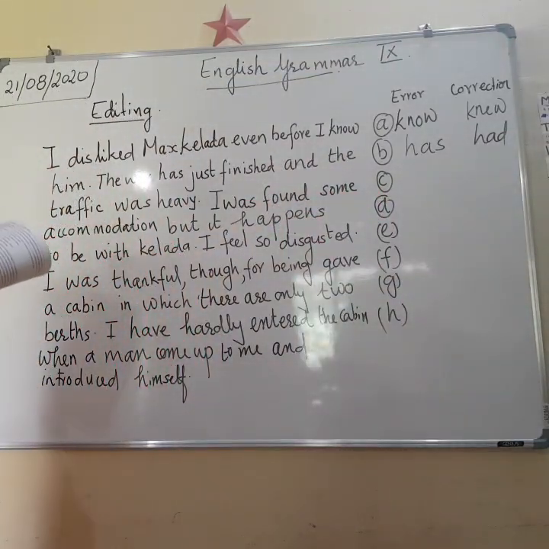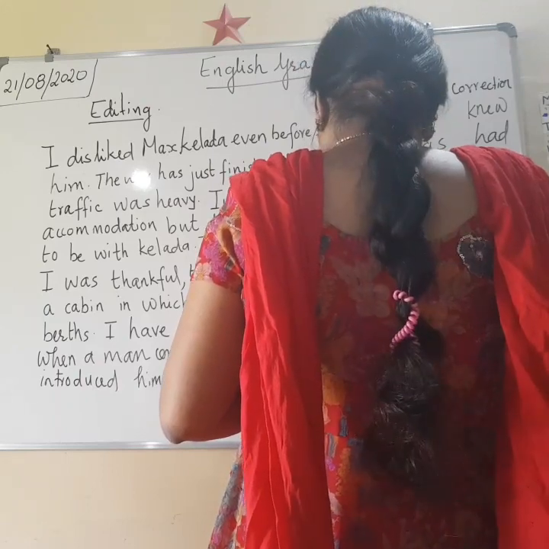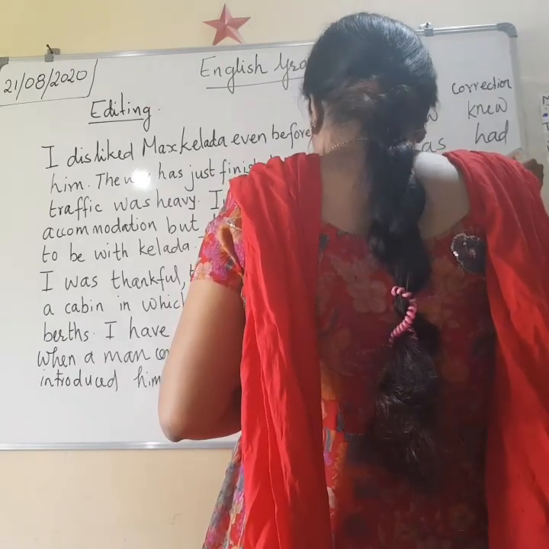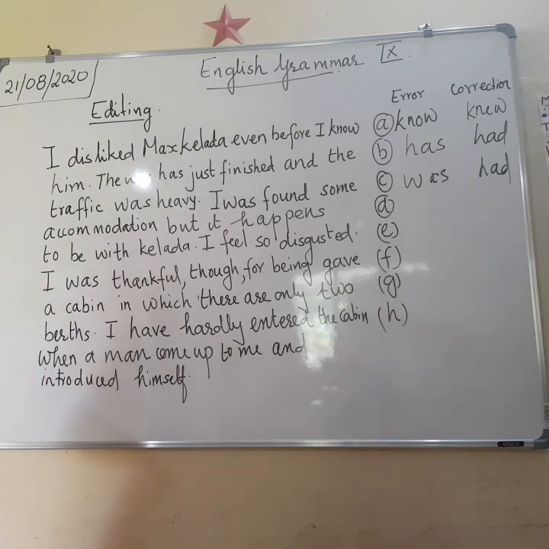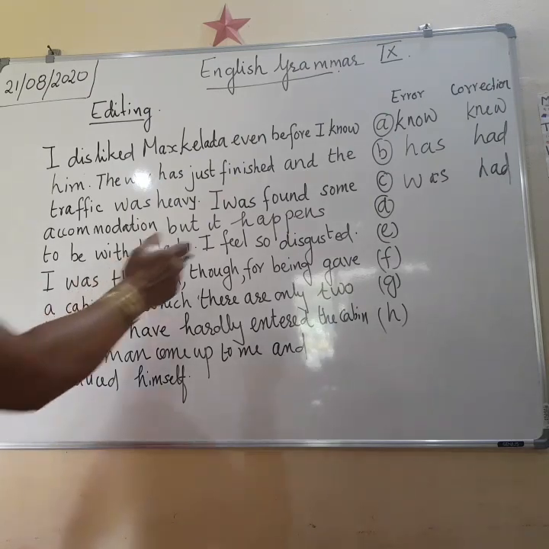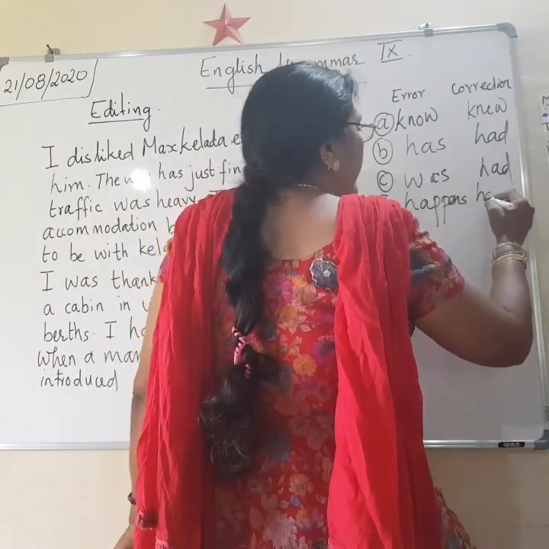Do you understand? Then, in the third line, I was found some accommodation, but it happens. I was found. Do you say that I was found? Which is the incorrect word? Was. Which is the correct word? Had. Next you see, next one. I was found some accommodation, but it happens. Here the incorrect word is happens. Which is the correct word? Happened.